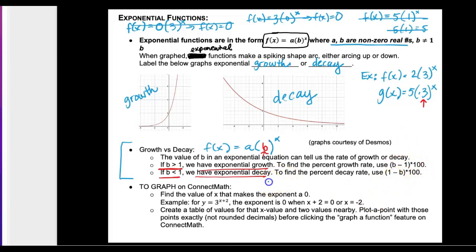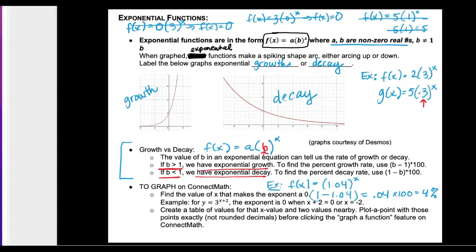So say, for example, we had a function f of x equals 1.04 to the x power. b is greater than 1, so we know we've got exponential growth. If I wanted to know the growth rate, I would just do 1.04 minus 1, which is 0.04, then times 100, which is 4%. So that function would have a 4% growth rate.